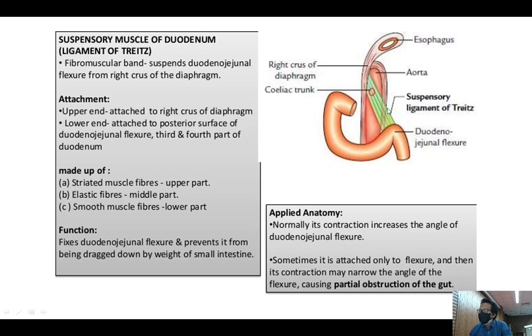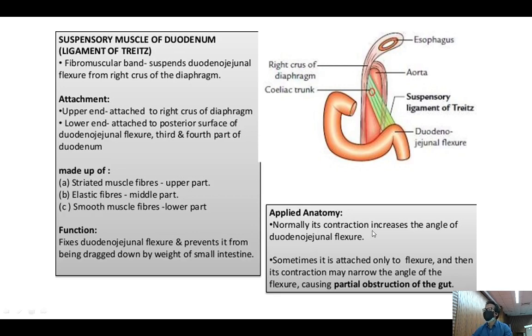Sometimes depending on the length of this ligament, the shape of the duodenum also changes. Suppose the length of this ligament of Treitz is short, that means the duodenum would look more O-shaped. Okay, and if it is long, it will be more like a J-shaped duodenum. So depending on the length, the shape of the duodenum changes.